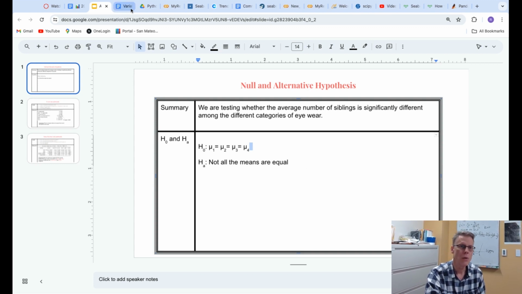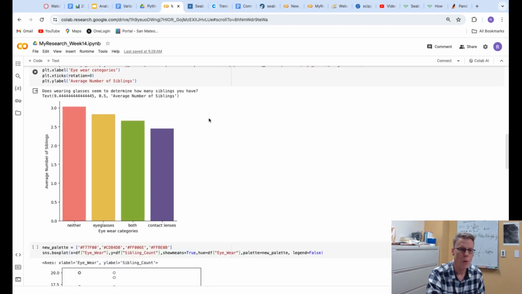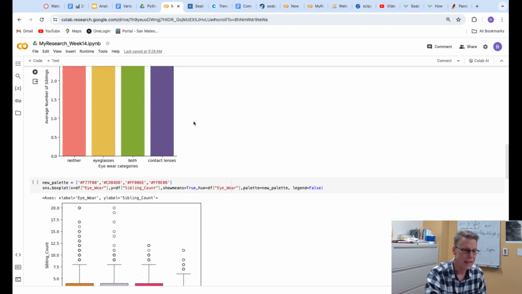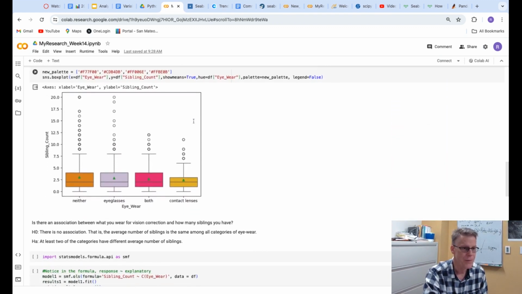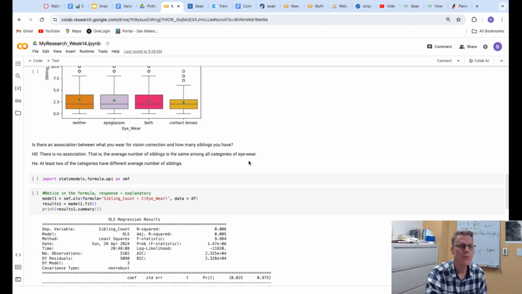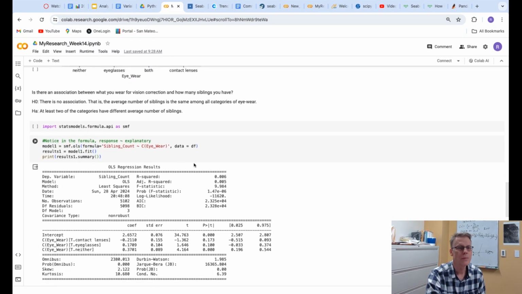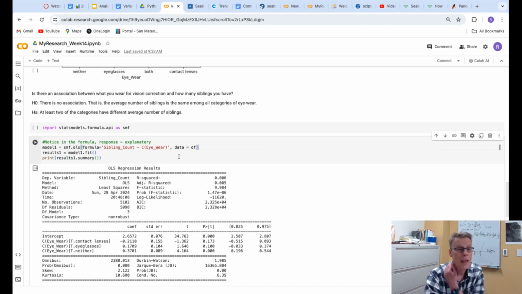Okay, so in Python, the way this is done is kind of labor intensive. You start out doing the hypothesis test, and it's got a few lines here. Particularly this first line is complicated because first off, you have to import the stats model as SNF. Okay, so that's this, and then this formula.